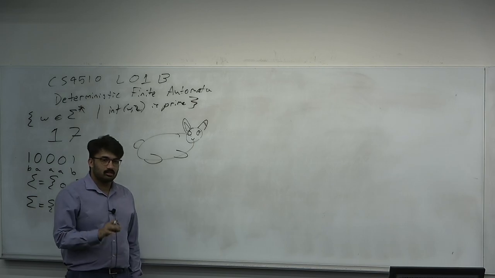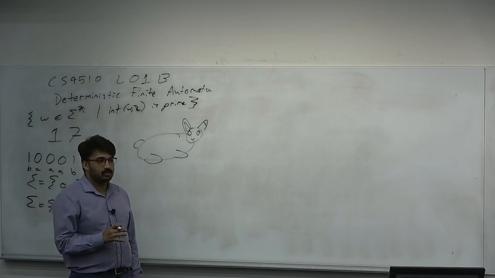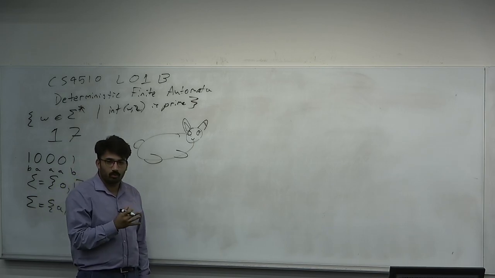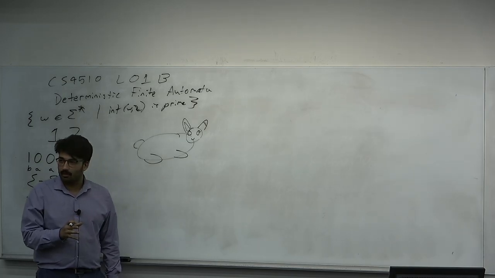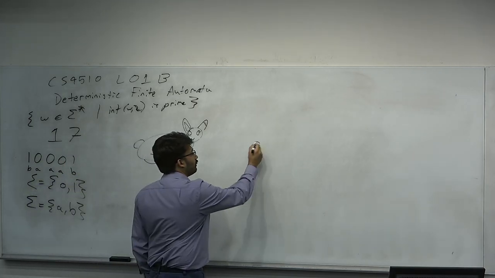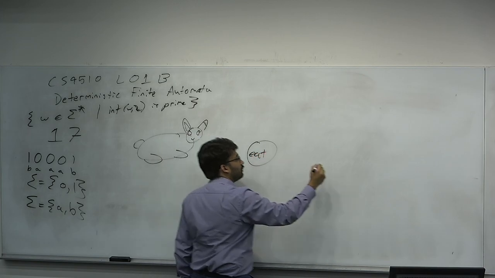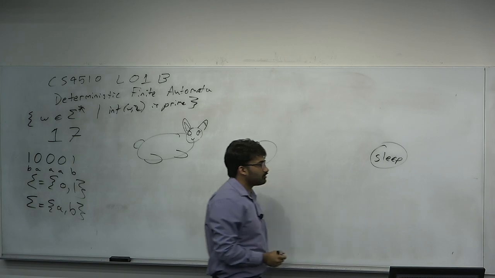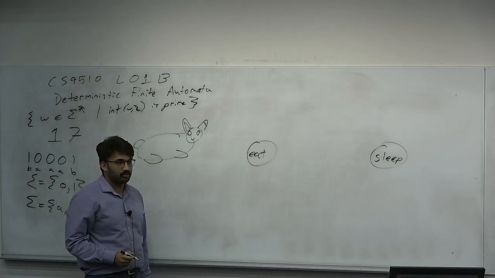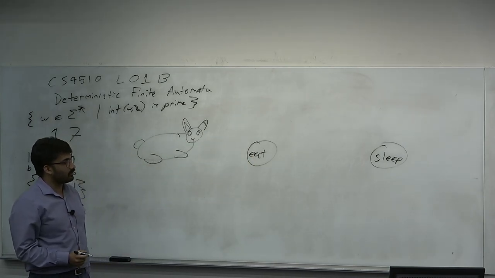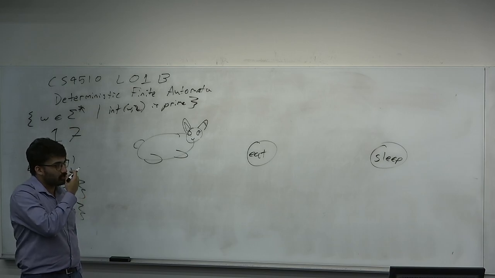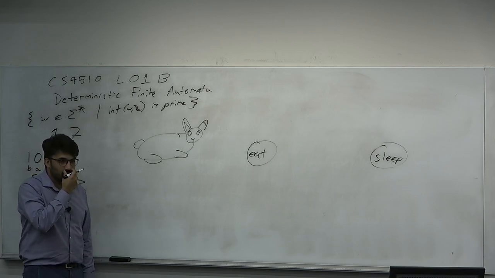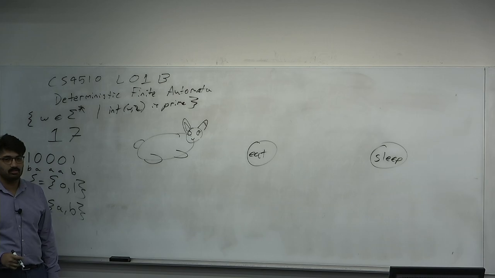But it can't use both brain cells at once. It can only use one brain cell at a time. So the two brain cells are eating and sleeping, and it can only alternate between these two states. It has no ability to learn or modify its behavior in any way. It simply transitions between these two states of mind according to sensory inputs.